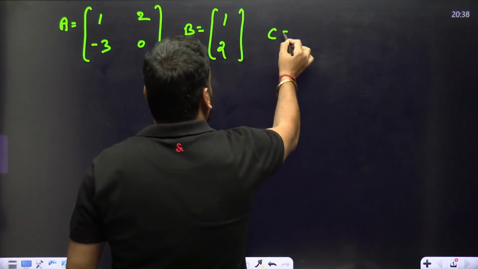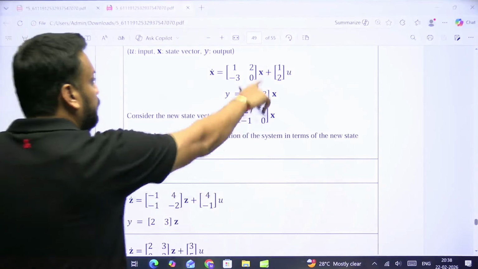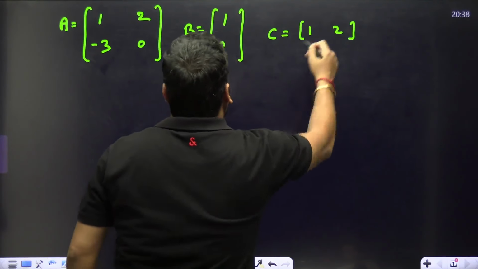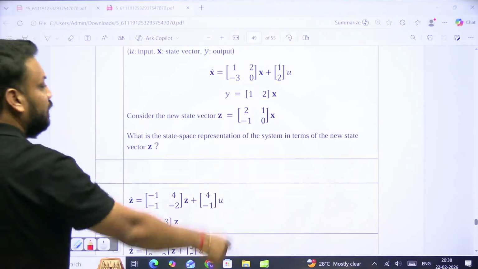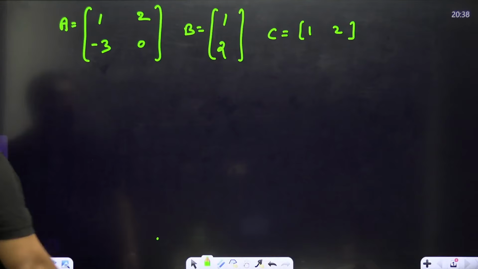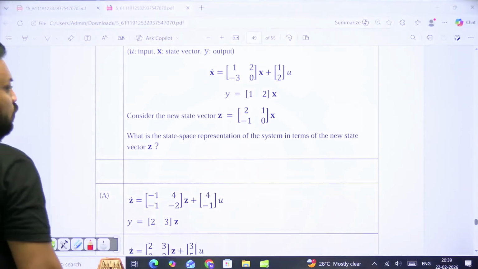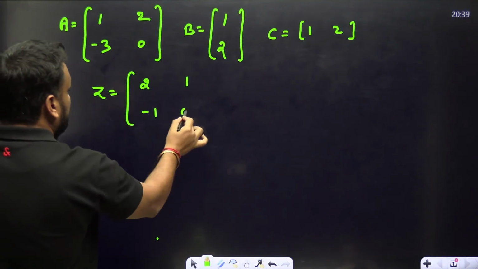What is the C matrix, dear children? You can see the C matrix is 1, 2. Okay, this is also 1, 2, and this is also 1, 2. The C matrix is also 1, 2. Now, what exactly is the examiner asking? They consider the new state vector z, which is given as z equal to 2, 1, minus 1, 0 x.